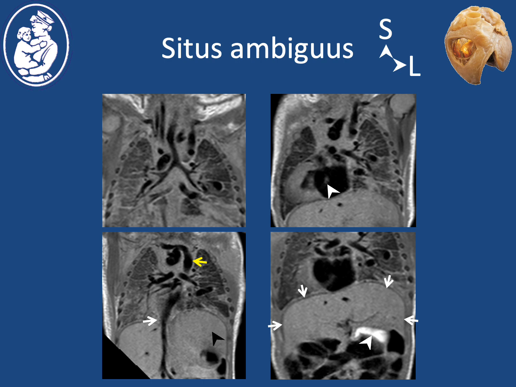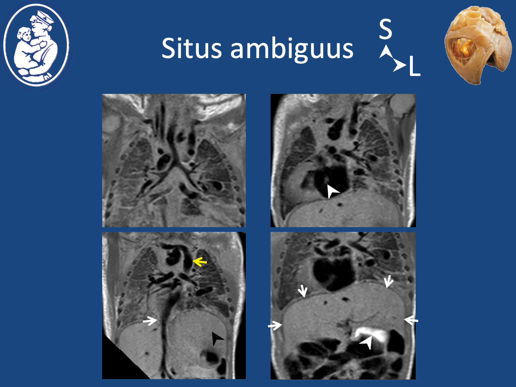In the right upper panel, we again see the small strand of atrial septum residual in this large common atrium. In the left lower panel, the white arrow indicates a right-sided inferior vena cava, and the yellow arrow a left-sided superior vena cava.